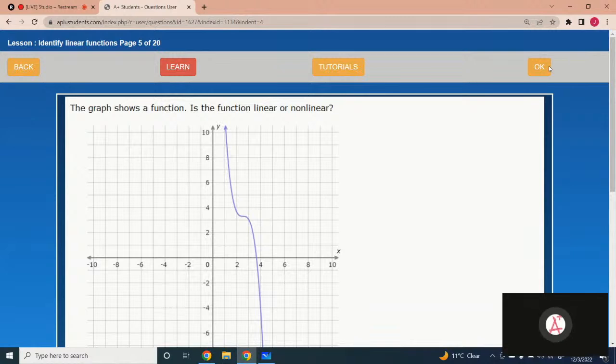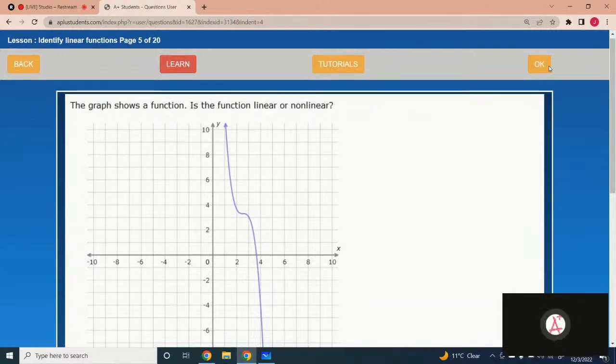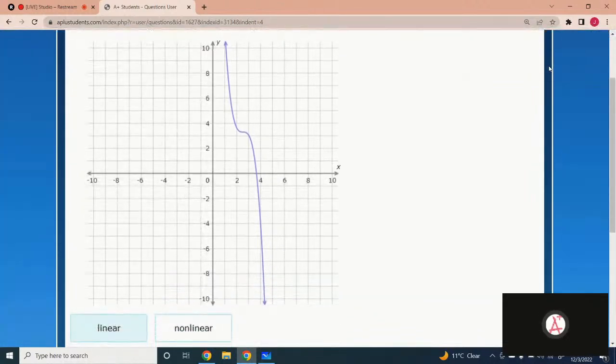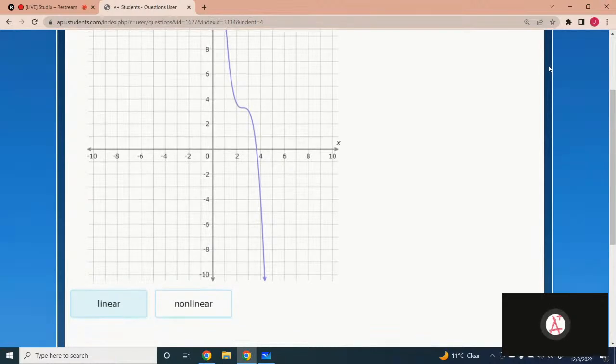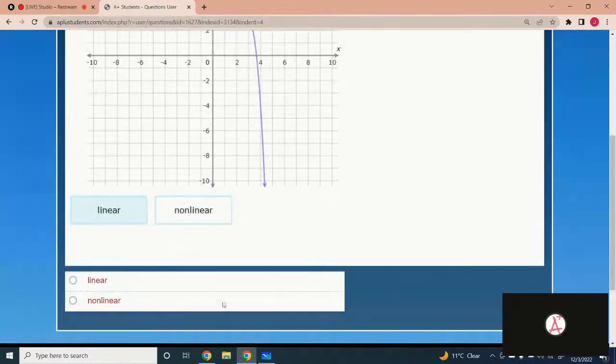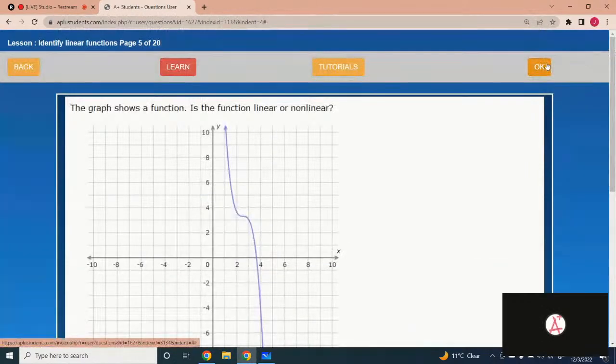Okay, the next one. The graph shows a function. Is the function linear or non-linear? Is it linear? No, it is not a straight line, so it is not the linear one. It is the non-linear function. Got it? So just select the correct option and then click on the OK button.